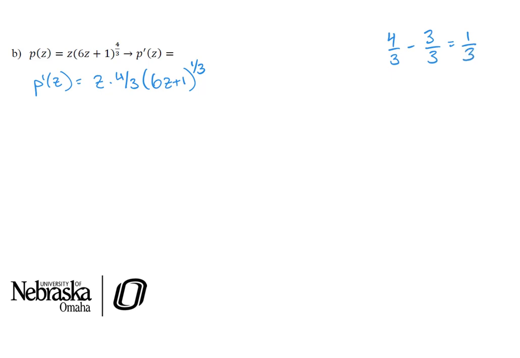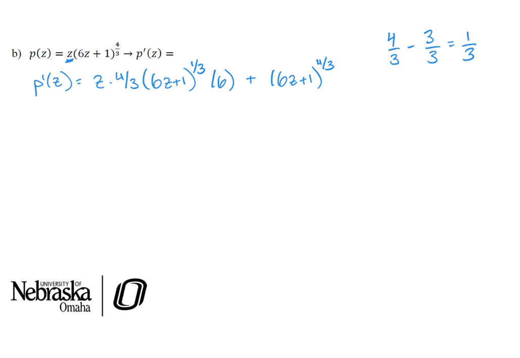And then we multiply by the derivative of the inner function. So the derivative of 6z plus 1 is 6. Okay? And then the second half is we have the derivative of the first term. So the derivative of z is just 1. That makes it nice and easy. And we multiply 1 by (6z plus 1) to the 4/3, the original second function. Okay, and then we simplify.